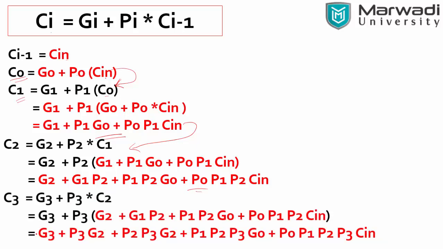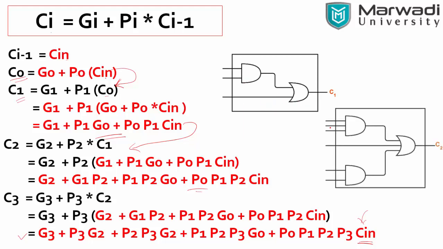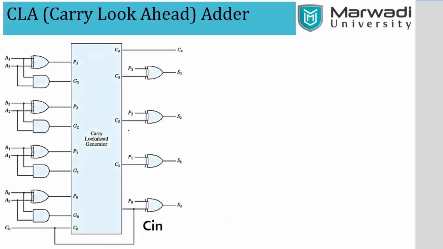Now when you look at the last equation, for C3, the third carry, there is no Boolean expression which depends upon C2. That means if you have the input block carry, you can directly generate C3, C2, C1, C0 in parallel. What should the diagram be? It's simple: one AND gate and one XOR gate. And for C2 in the same way, you can generate C3 also. Now, what should the circuit be? This is the carry look ahead generator.